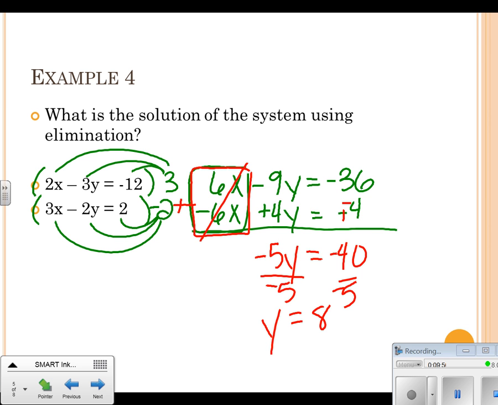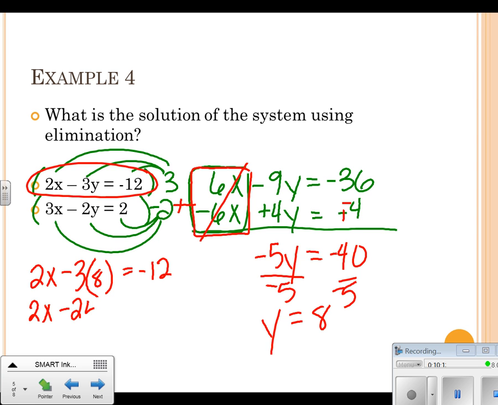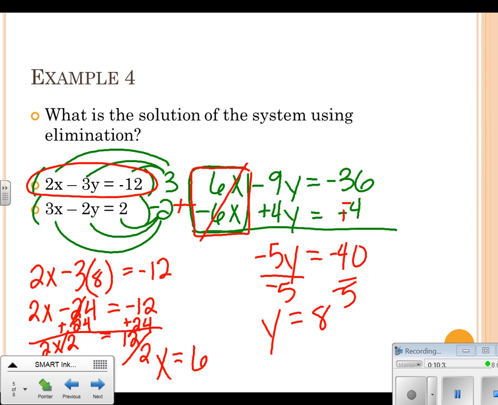Now pick one of the equations to put 8 in for y. I'm going to pick the top one here. So 2x minus 3y, with y being 8, equals negative 12. So 2x minus 24 is negative 12. When I add 24 to both sides, I'm left with 2x, and 2x equals 12. Then divide both sides by 2, and we're left with x being 6. So our ordered pair would be 6, 8.